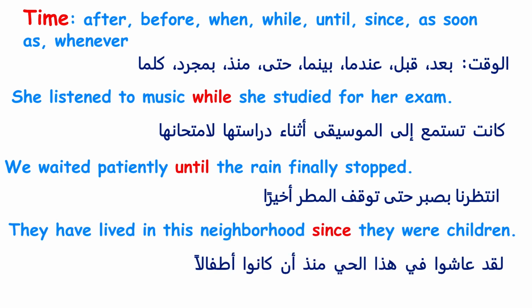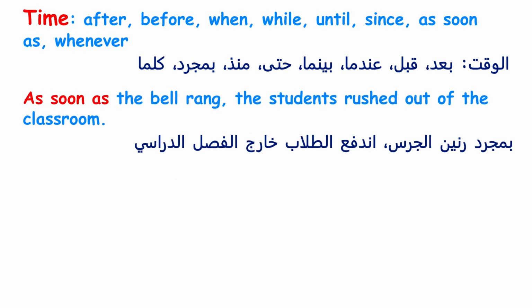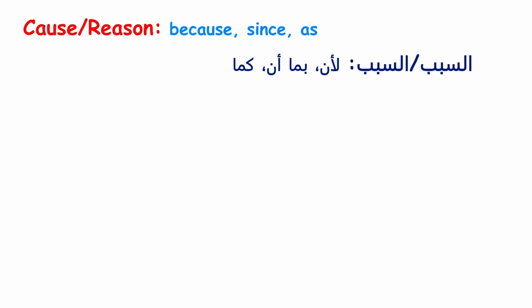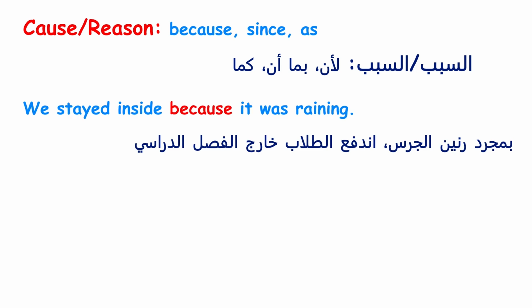They have lived in this neighborhood since they were children. As soon as the bell rang, the students rushed out of the classroom. Whenever I visit my grandparents, they make my favorite cookies. Cause or reason: because, since, as. Example, we stayed inside because it was raining.